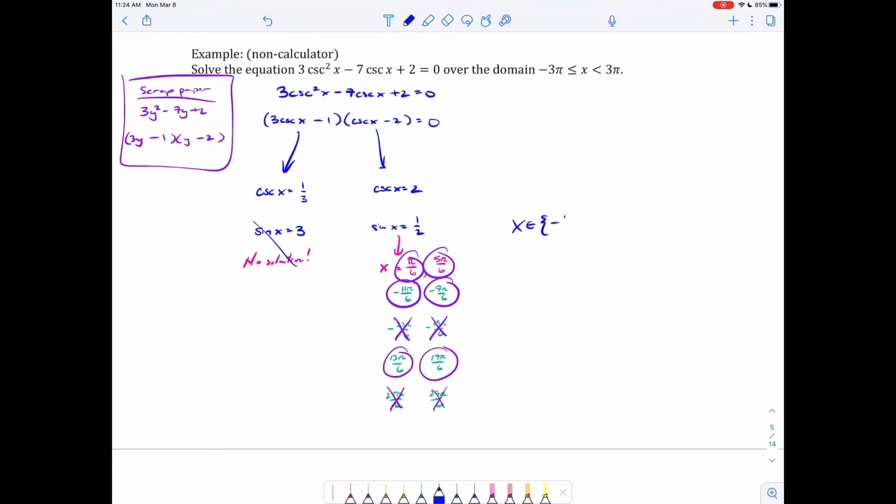So it could be negative 11 pi over 6, negative 7 pi over 6, pi over 6, 5 pi over 6, 13 pi over 6, or 17 pi over 6. Those are the options for x that will solve this equation over this domain. And that's that. Phew! What a doozy.